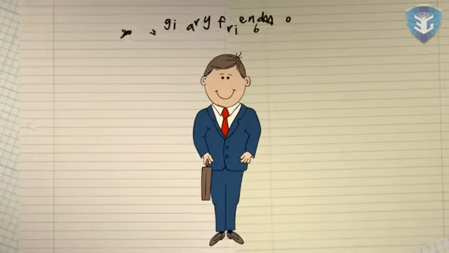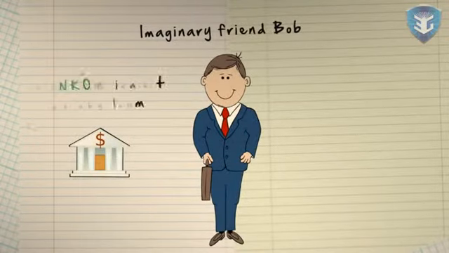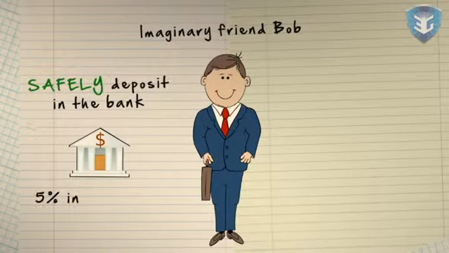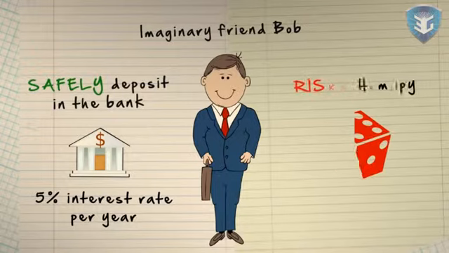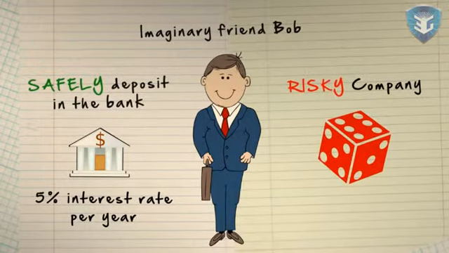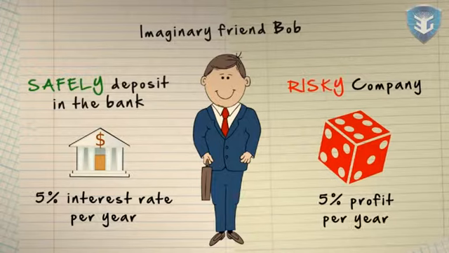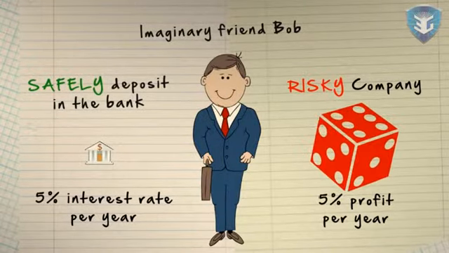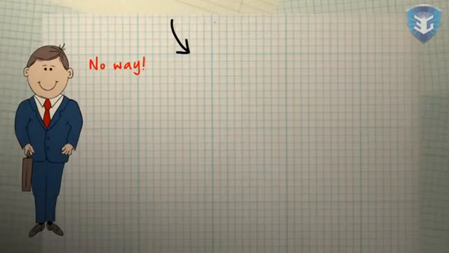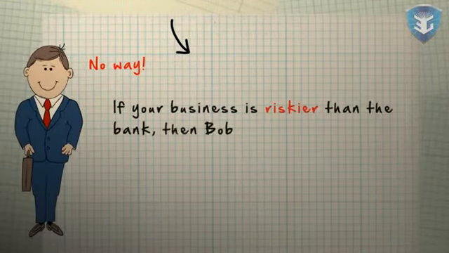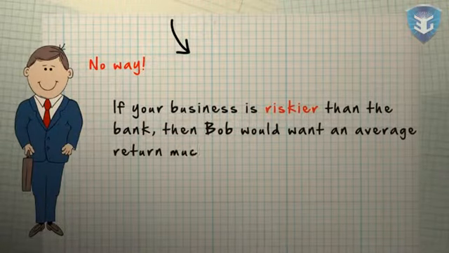Imagine you have a friend named Bob with his money safely deposited in a bank at a 5% interest rate per year, and that you have a scary and risky company which also earns an average 5% profit for owners or investors per year. Can you convince Bob to withdraw his money from the bank and invest in your business? No way! If your business is riskier than the bank, then Bob would want an average return much bigger than 5%.